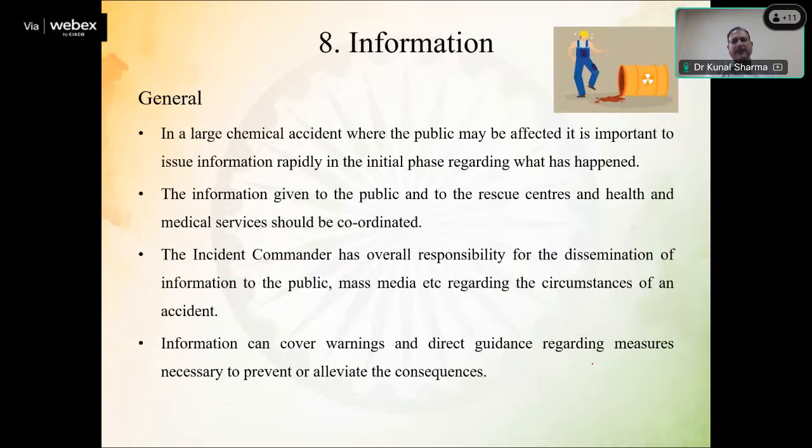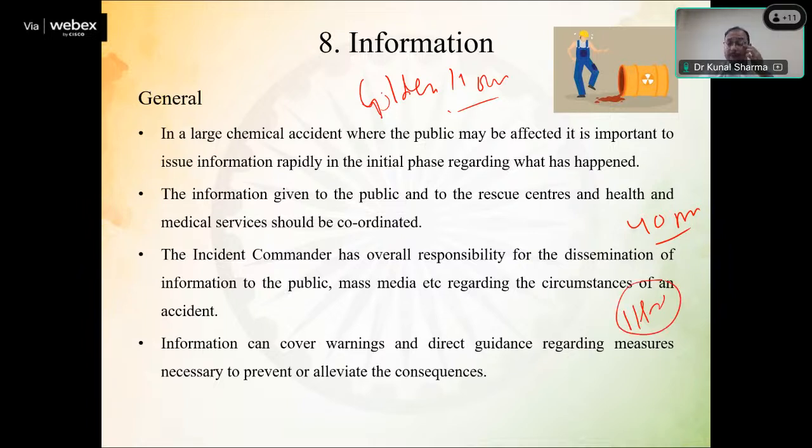Information part: in general, if a large chemical accident occurs where the public may be affected, it is important to issue information rapidly in the initial phase regarding what happened. This is what we call the golden hour response. Golden hour means we have enough time, or in industry we generally quote 40 minutes. In 40 minutes, if we are able to provide proper rescue and proper facilities to the victims, we can easily mitigate this. In disaster management, we call it the golden hour, a 1 hour response. If we are able to provide the response in 1 hour, we can easily keep 90% of the community from falling into the victimized zone.